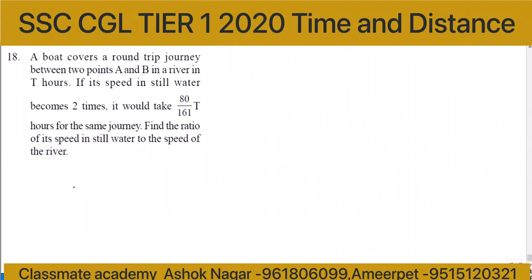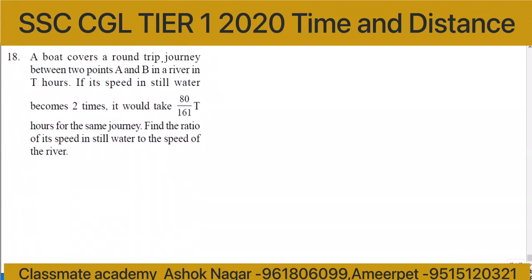The boat covers a round trip journey between 2 points A and B in a river in t hours. If the speed in still water becomes 2 times, it would take 40 by 161 t hours for the same journey. Find the ratio of its speed in still water to the speed of the river. It is asking you what ratio? X is to Y ratio.